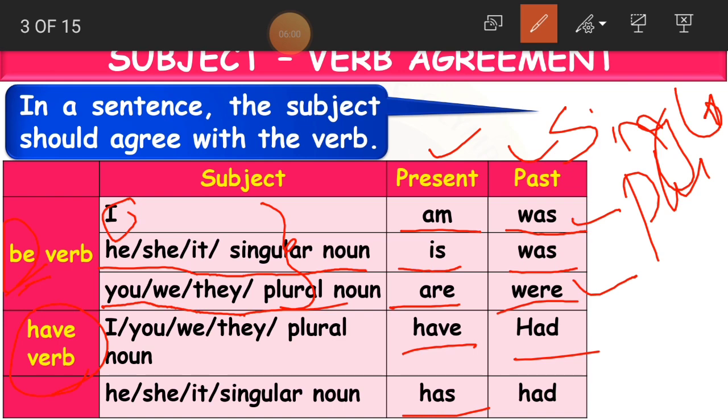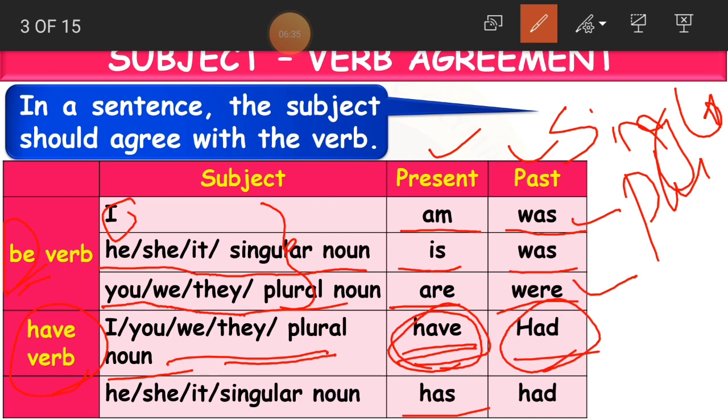Have, has, had. These are going to change like this. If the subject is I, you, we, they or any other plural noun, and the sentence is in the present tense, then we have to use have. The verb must be have. If the sentence is in past tense, we will be having had. The verb form is had.